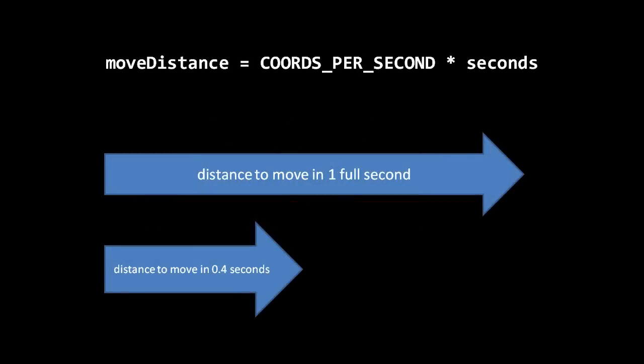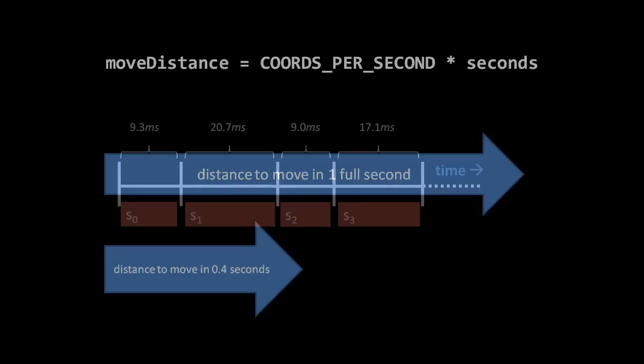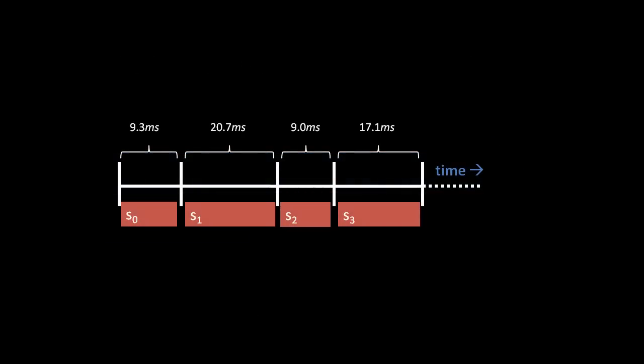Time especially affects how we compute movements. For example, when we define a movement speed in coordinates per second, we can compute how many coordinates are traveled at that speed in some number of seconds by a simple multiplication. If an object moves a certain distance in 1 second, then it will travel 0.4 times that distance in 0.4 seconds. Other parts of game logic, not just movement, rely upon accounting for time.